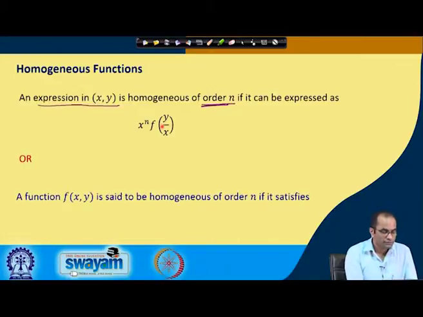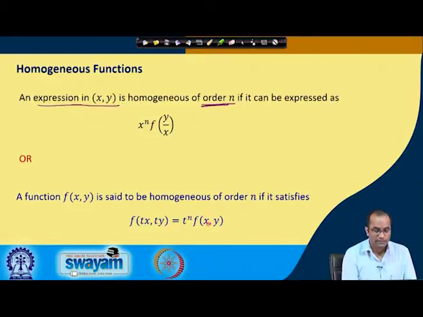Or in terms of functions we can define it. A function f of x y is said to be homogeneous of order n if it satisfies this: we replace the arguments x and y by t x and t y, and if we can bring this t power n out of the function, so that t power n remains and again the function of x y remains, then we again have the concept of a homogeneous function of order n. So, we will call such a function a homogeneous function of order n.